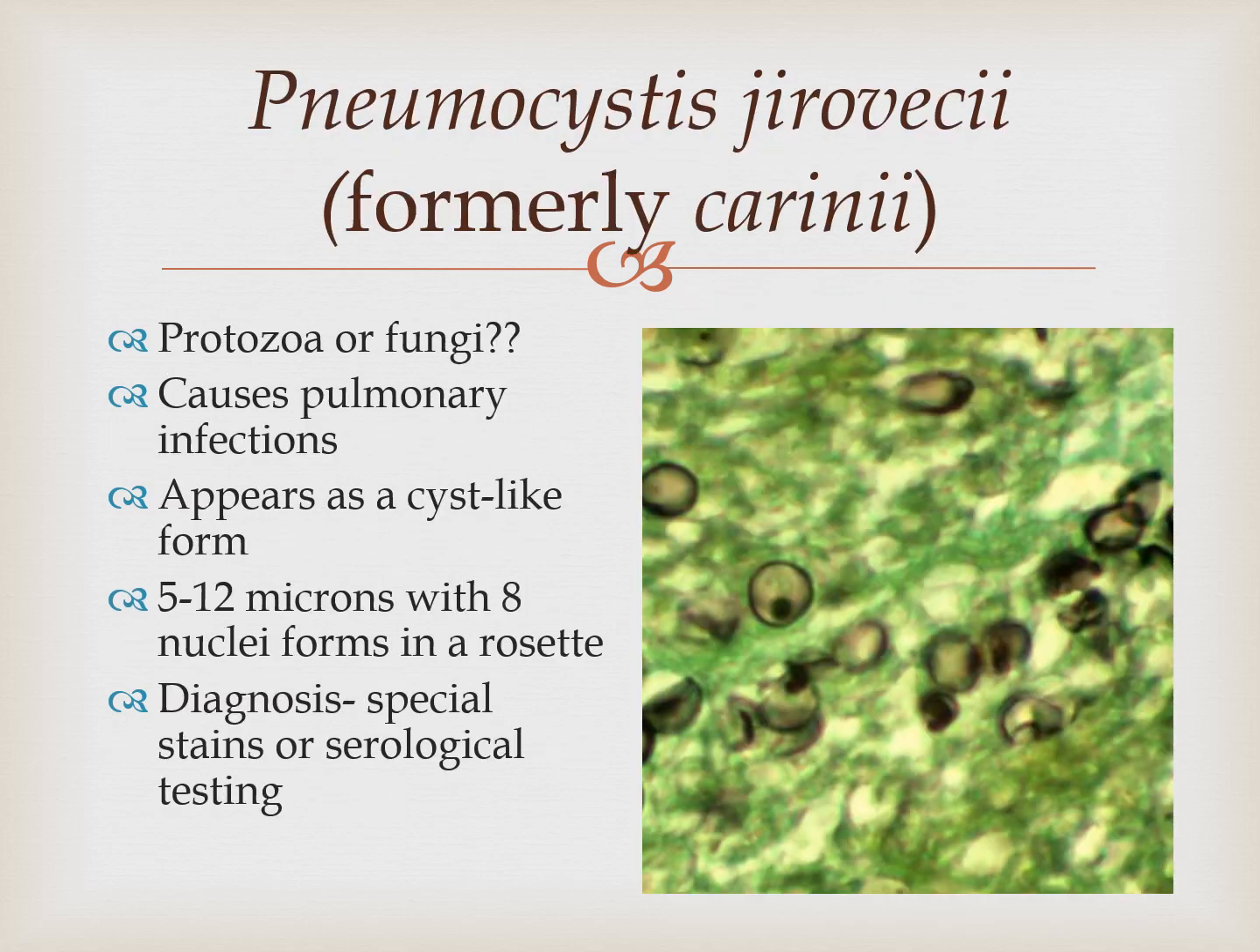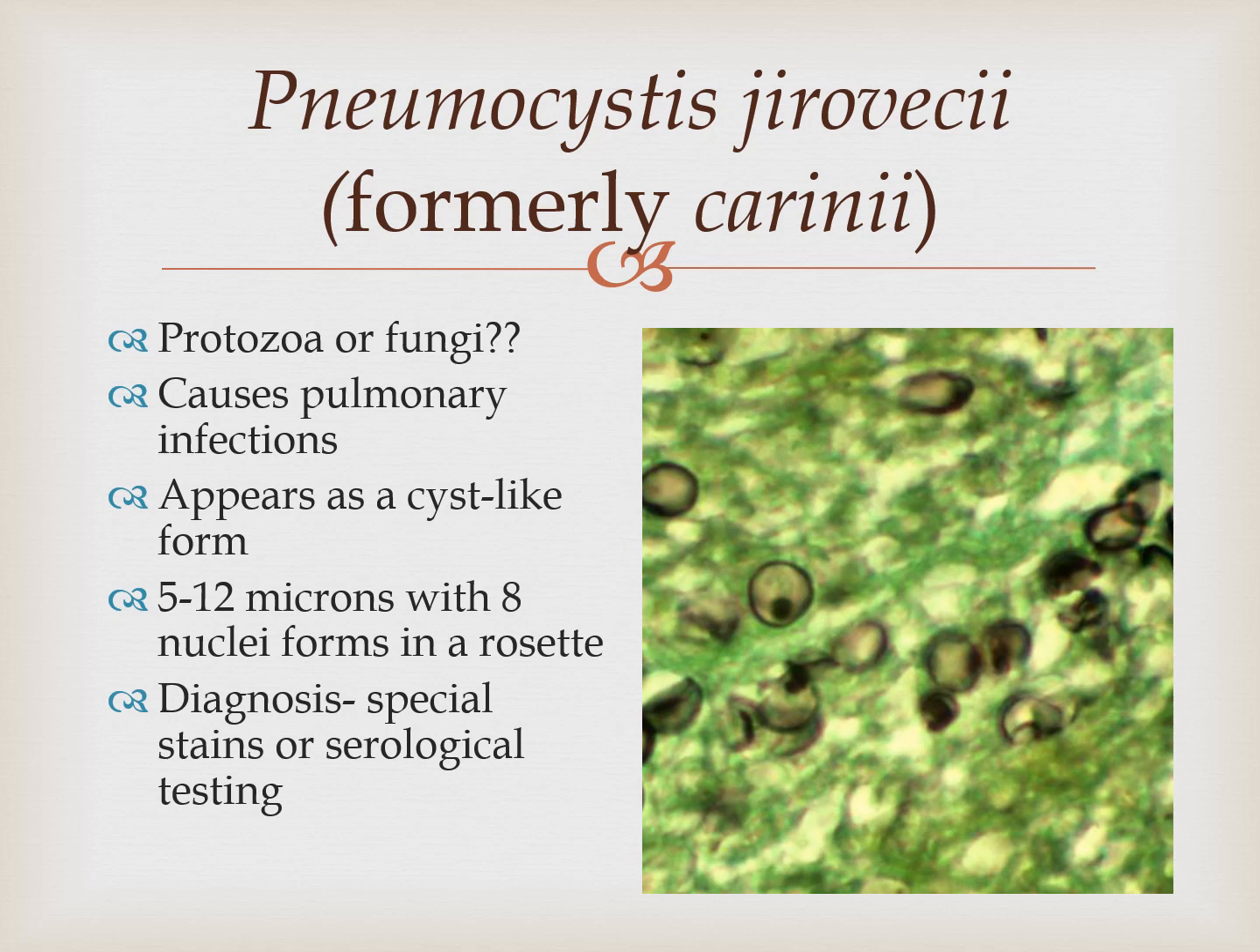Pneumocystis jirovecii, formerly carinii, but jirovecii is the human variant of Pneumocystis carinii. There has been some debate about whether Pneumocystis is a protozoan or a fungus, and now they are calling it a fungus. The old thought was that it was a protozoan. This particular organism causes pulmonary infections, especially in AIDS patients. You've probably heard of pneumocystis pneumonia. It is rare in people that don't have HIV.